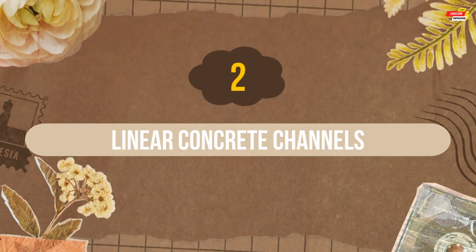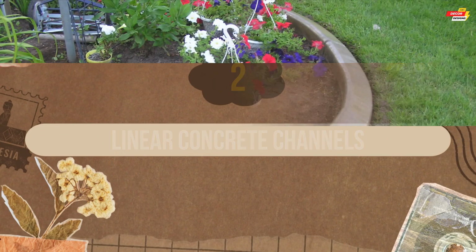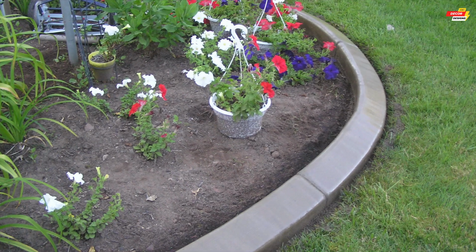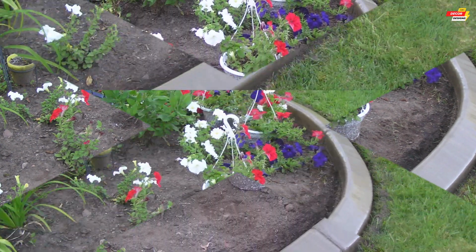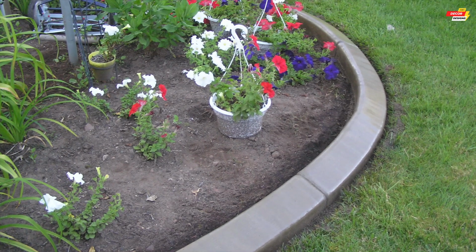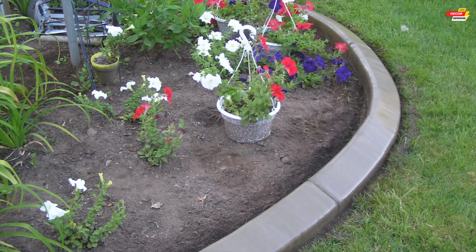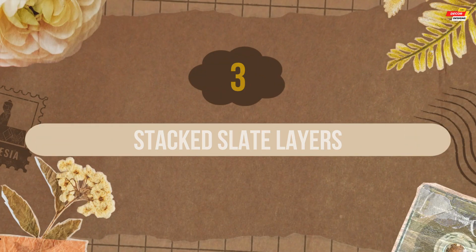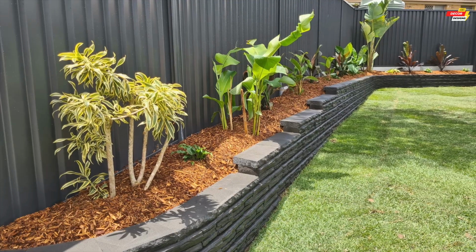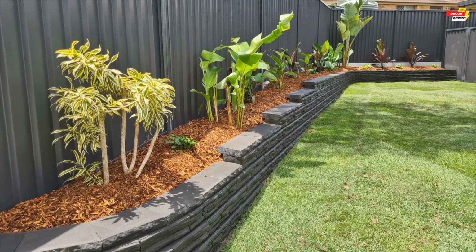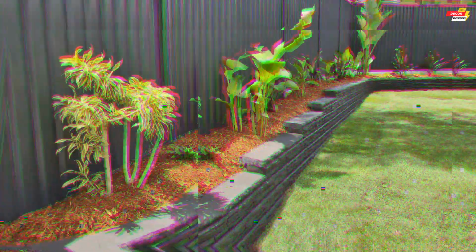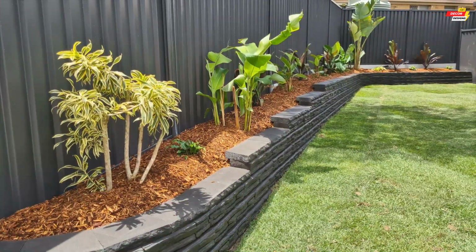2. Linear concrete channels. Creating shallow, linear channels of poured concrete offers a seamless and minimalist division between garden beds and pathways. These can be stained or textured for added visual appeal. 3. Stacked slate layers. Employing thin, flat pieces of slate stacked horizontally creates a natural yet structured edge. The varying colors and textures within the slate add depth and character.